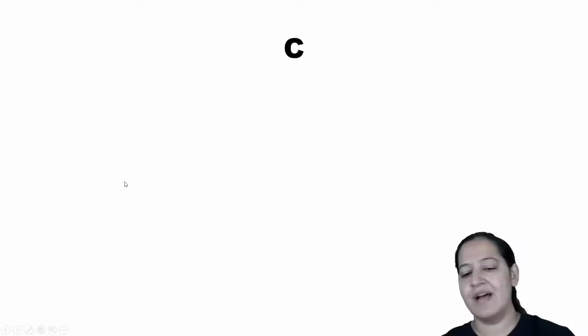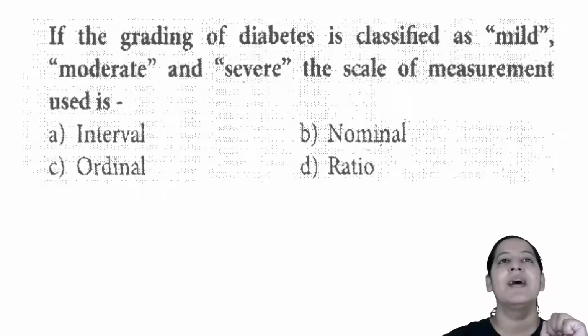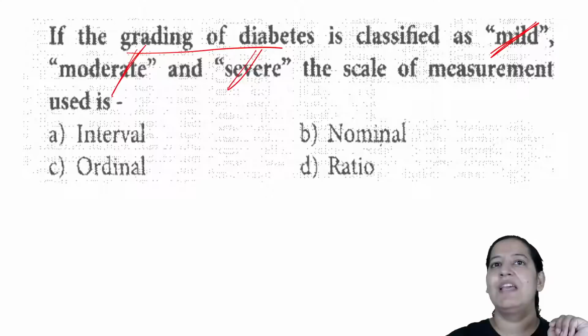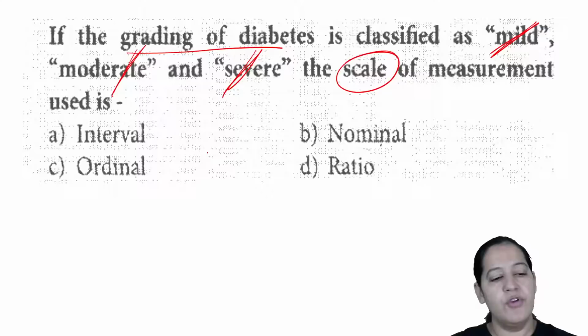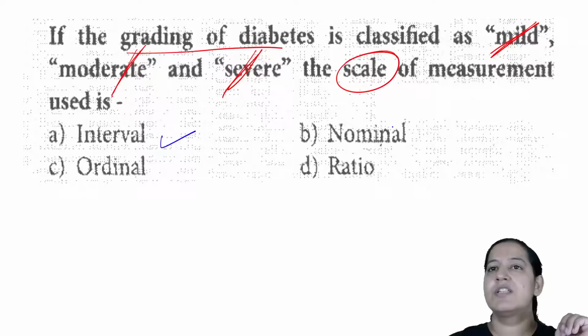Very beautiful question. Who will answer me? See the 4 options. In grading of diabetes, we have 3 options: mild, moderate, and severe. Tell me the type of scale on which this data can be represented. Your 4 options are: is it an interval scale, a nominal scale, an ordinal scale, or a ratio scale? The answer is hidden in the question only.